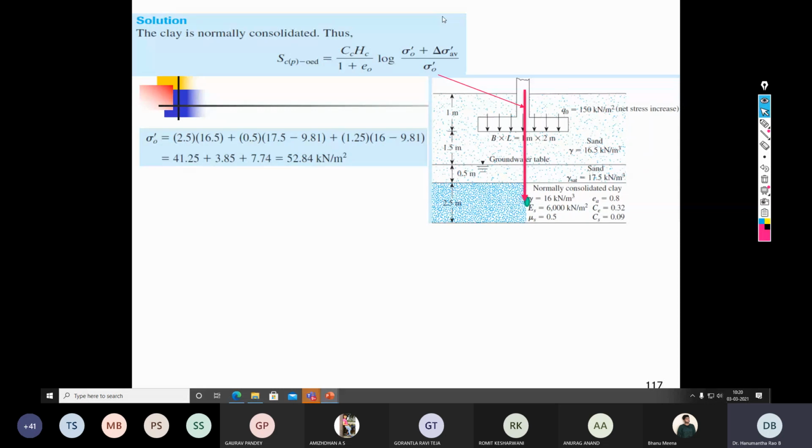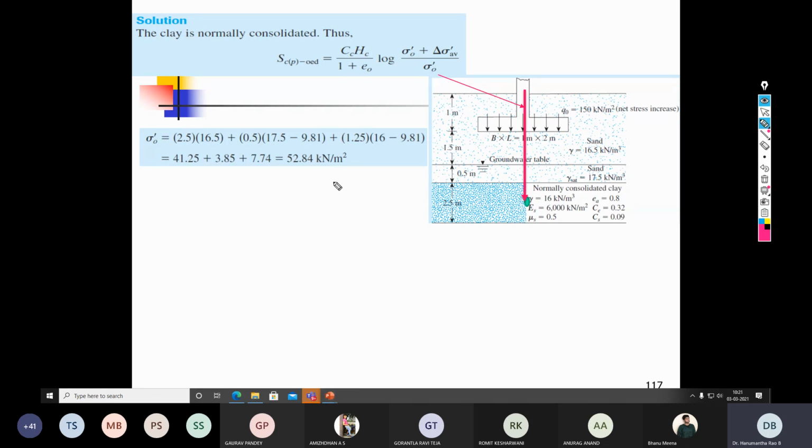Okay, so you can understand now how to calculate different parameters. The clay is normally consolidated. This is the governing consolidation equation under the principle of one-dimensional consolidation: Cc into H divided by 1 plus e naught into log of sigma naught dash plus delta sigma by sigma naught dash.